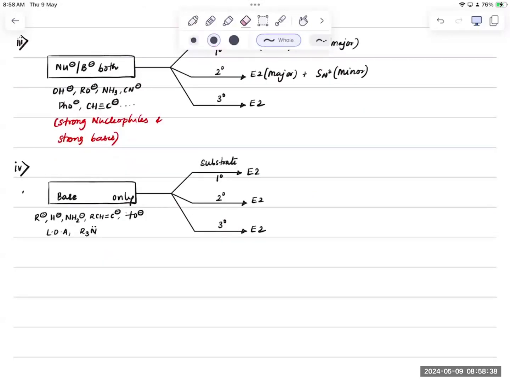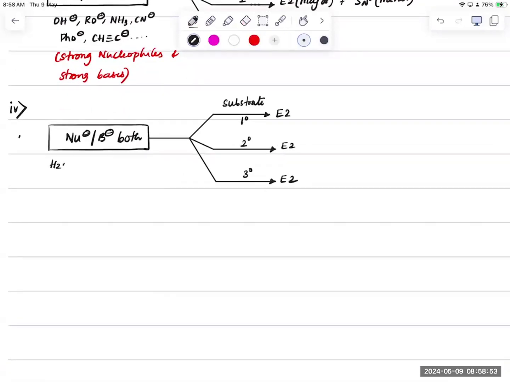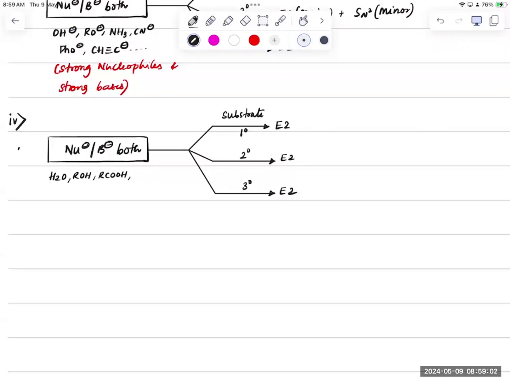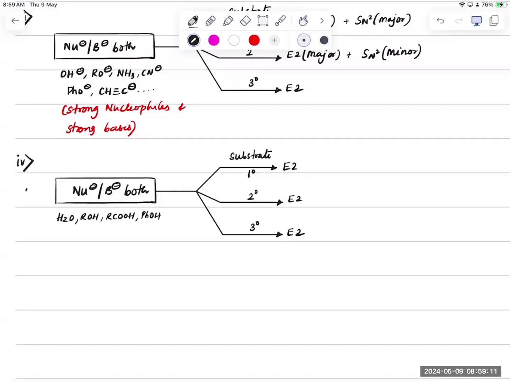If you have again both nucleophile as well as base, but this time these are all weak ones. That is, I have H2O, alcohol, or COOH, like this. These are the ones I've been using. Very weak ones. Phenol, for example, I can take phenol also. If you take weak bases or weak nucleophiles, correct?